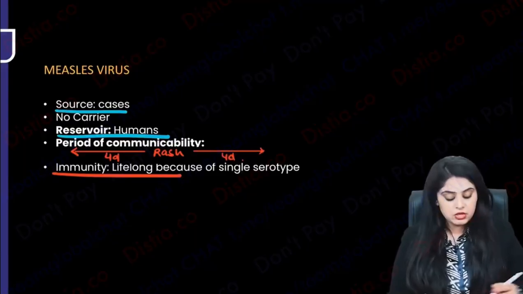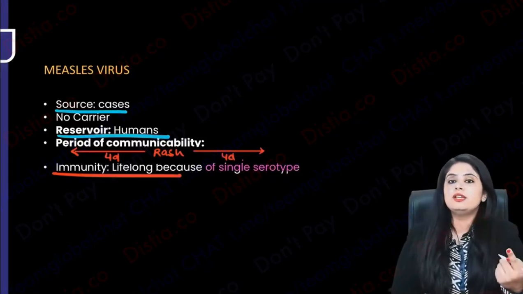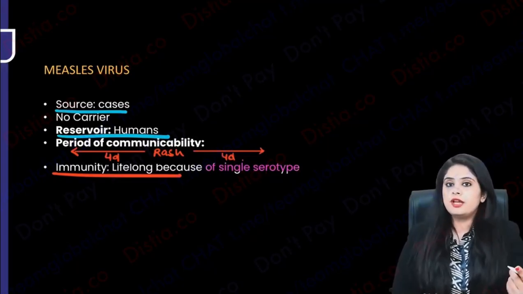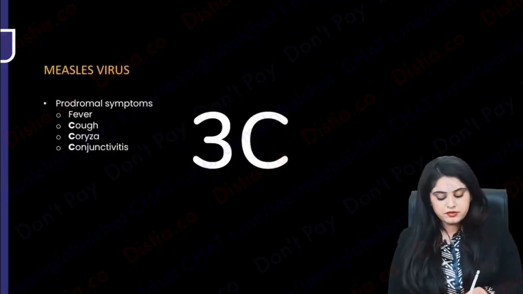But why is that so? Because that person is infected with a single serotype and there is only one serotype that exists. So once you get an immunity for it, you're always going to have immunity. Okay, if you've understood this, now let me come to the most famous question.